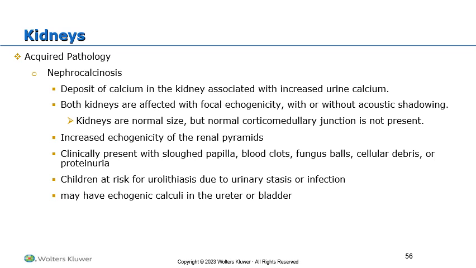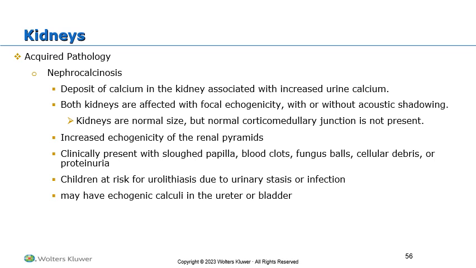Now in this, there's typically a very high increase of echogenicity of the renal pyramids. This is usually present with sloughed papilla. Remember, papilla is the area of the pyramids that drains the urine into the calyces. If there's a lot of damage, a lot of calcium buildup in that area, they can slough off that good tissue. That could lead to bleeding and blood clots. They're also sometimes immunocompromised, so fungus balls and cellular debris can collect here, and we often find proteinuria.